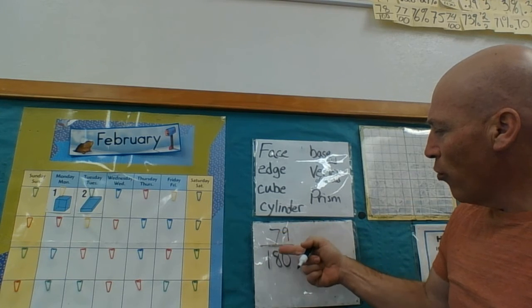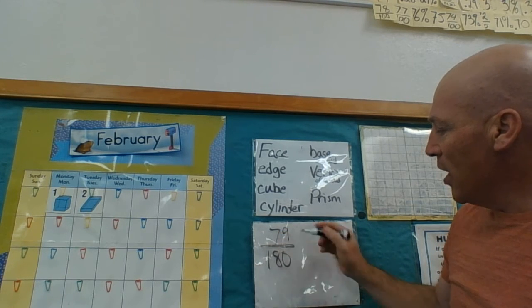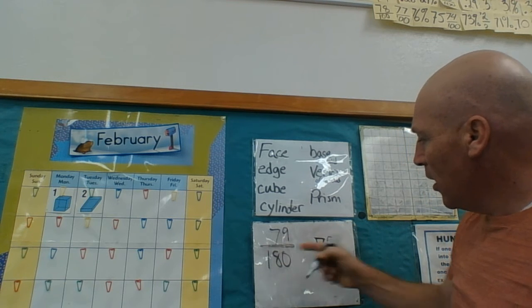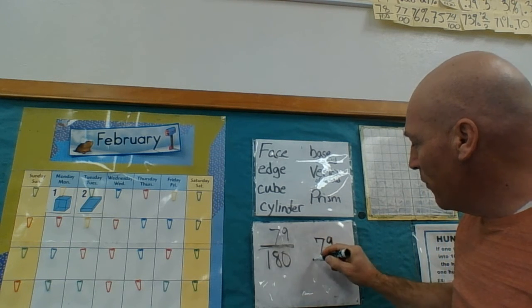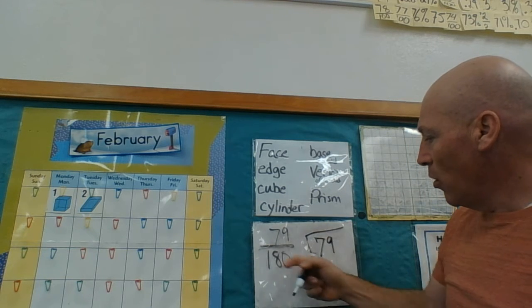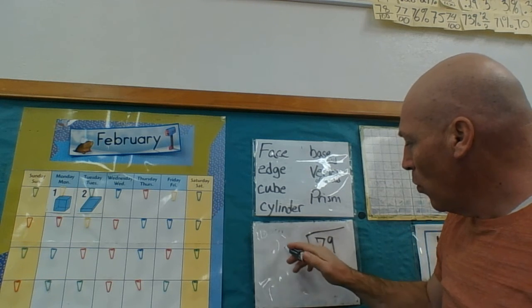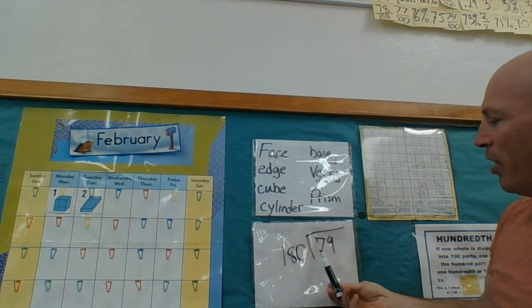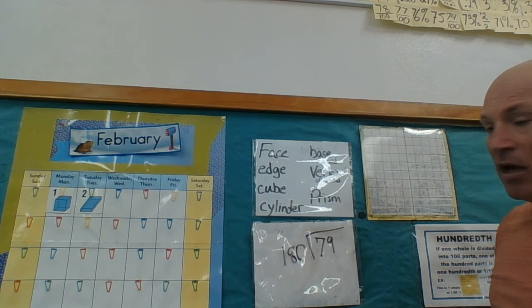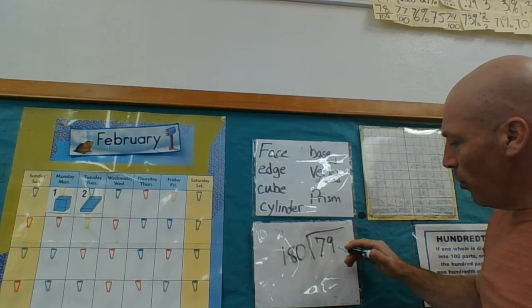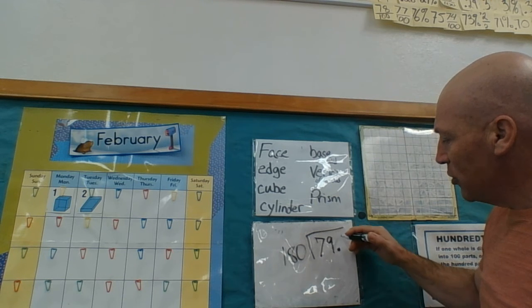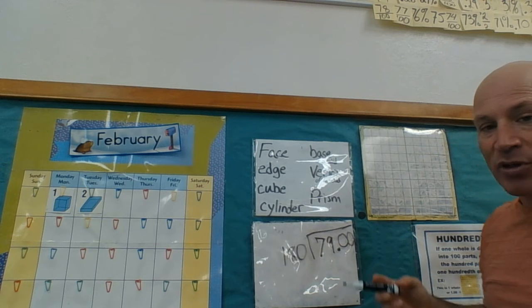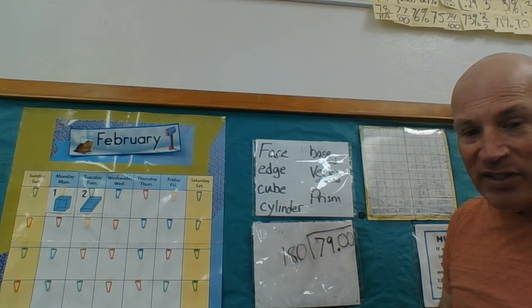So let's rewrite this in a way that we can solve it. 79 divided by 180. Now, how many times does 180 go into 79? That would be none. And so what we have to do is cut up 79 into 100 equal parts. And that's where the percent comes from, because per means out of and cent means 100.